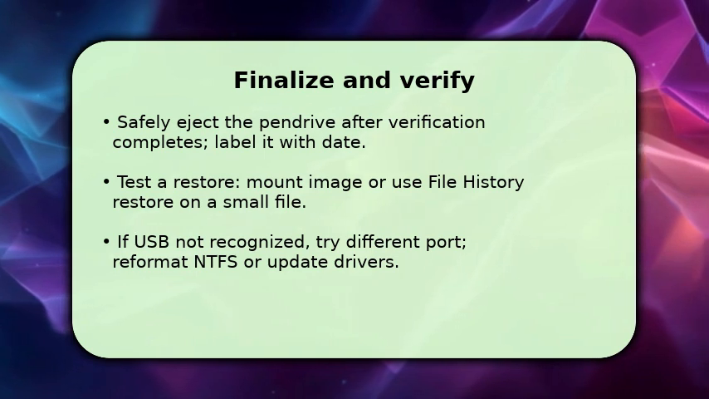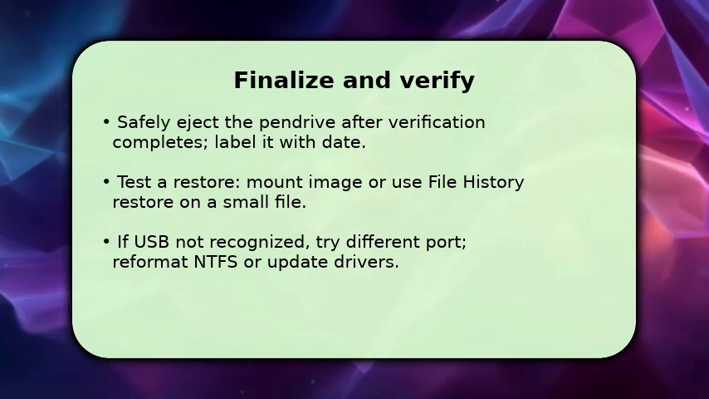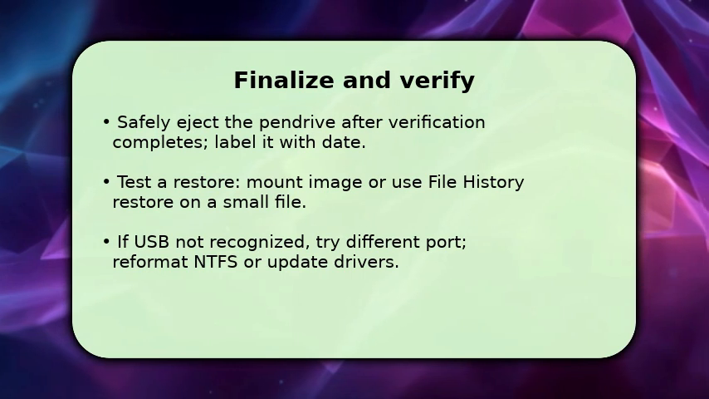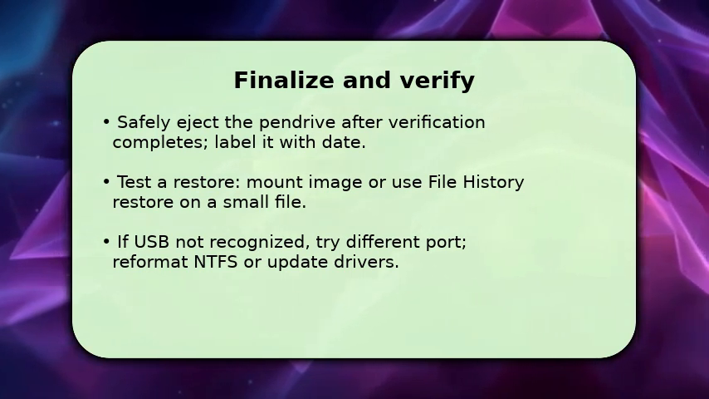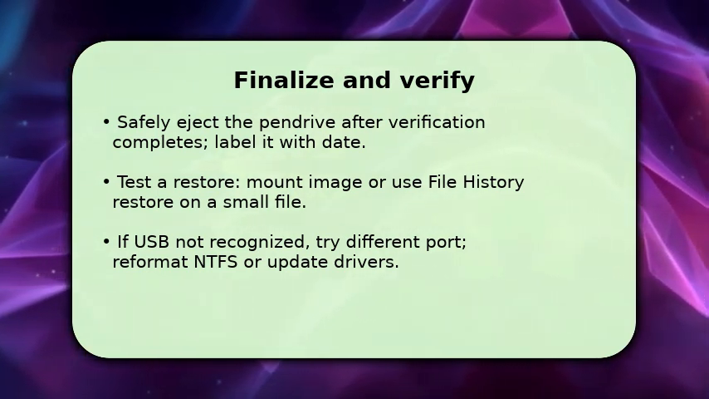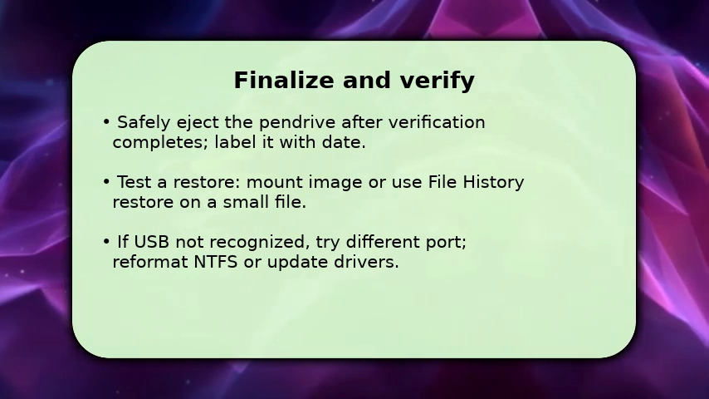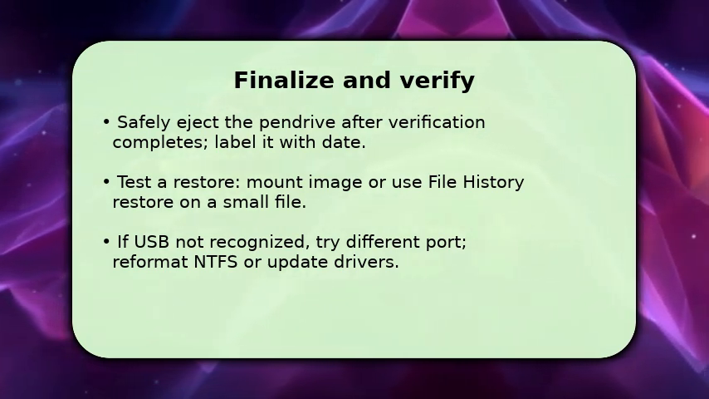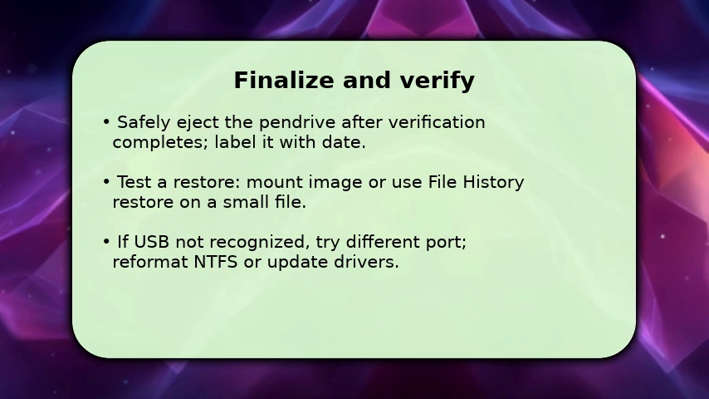Restore a single file from File History or mount the system image in Disk Management to confirm readability. If you need to recover fully, boot to the recovery environment and choose System Image Recovery. Troubleshooting tip: if the USB is not detected, try another port, reformat.